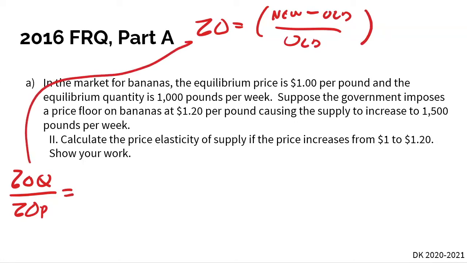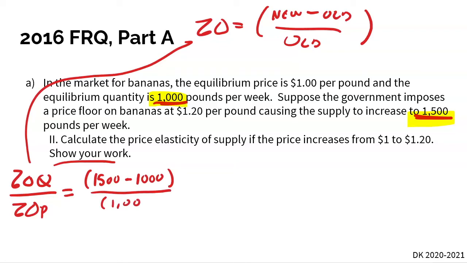So if we just plug in all the numbers, because remember, it asks us to show our work. Well, here, percent change in quantity. We went from 1,000 to 1,500. So we do the new number, 1,500, minus the old number, 1,000, divided by the old number, which is 1,000, divided by the percent change in price. Well, here we know the price originally was $1 per pound, and now it's $1.20. So you should know from $1 to $1.20, it's a 20% increase.